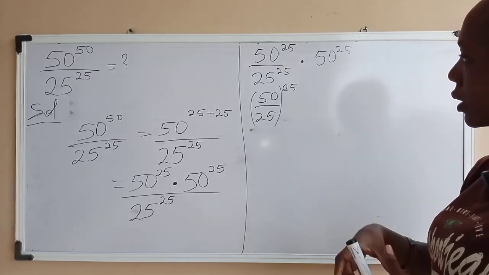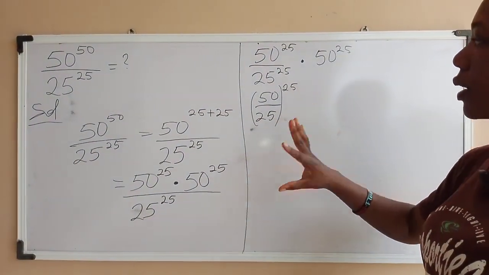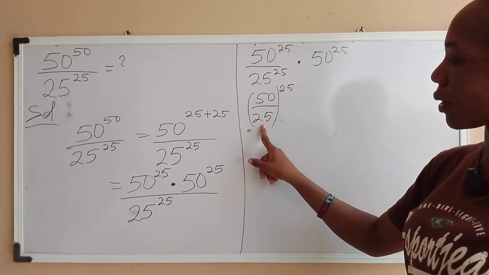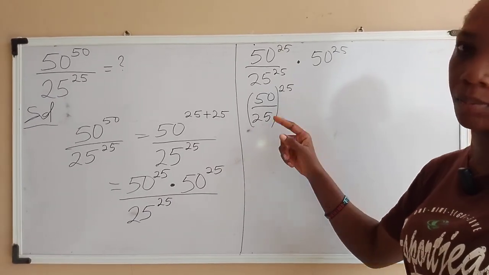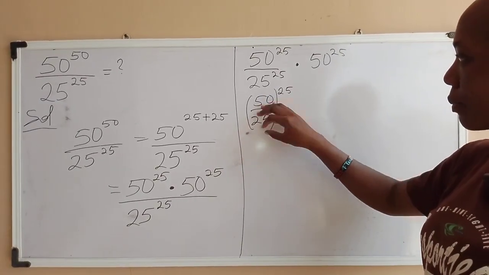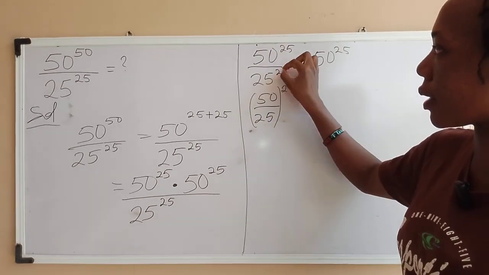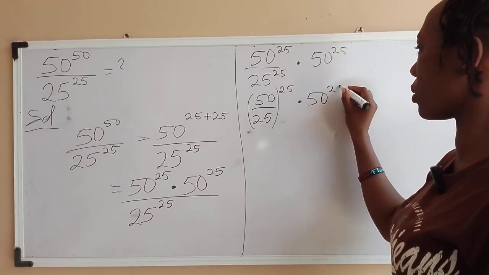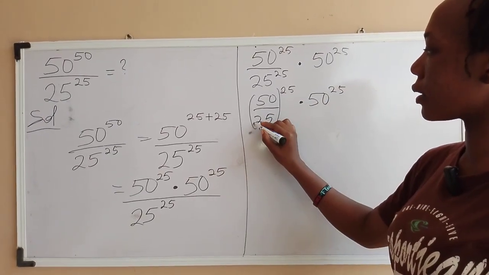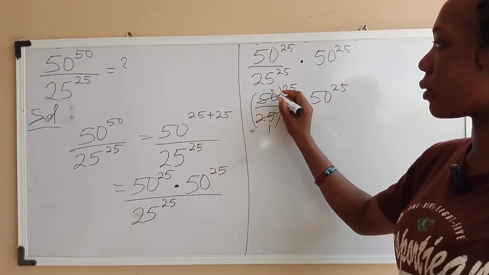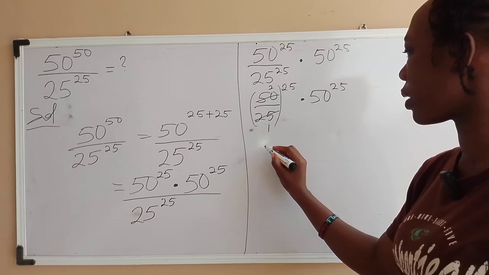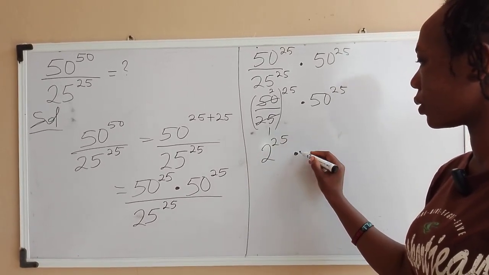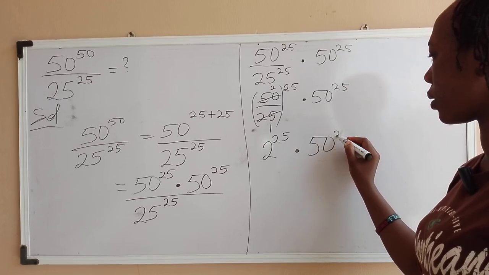So this is what it means. All of this to the power of 25. This simply means 50 is to the power of 25, and 25 here is also to the power of this same 25. So that's what this means. This means the same as this. Now remember our 50 to the power of 25. So we divide. 25 here is 1. 25 will go into 50 just 2 times. So we have 2 to the power of 25 dot 50 to the power of 25.